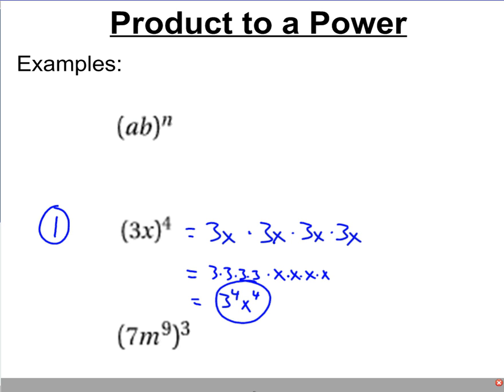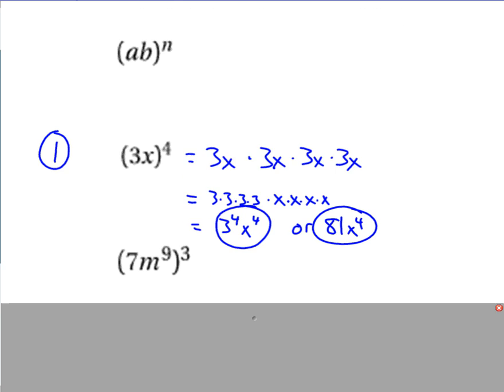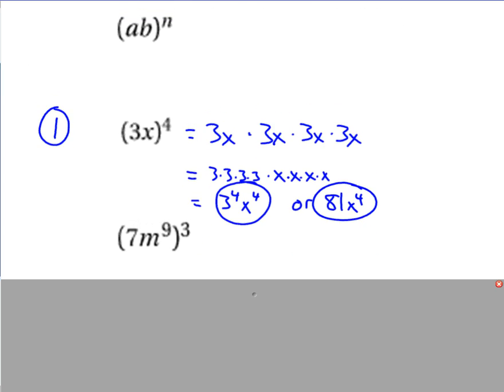And that would be a simplified, or if you wanted to rewrite 3 to the 4th power, that's 3 times 3 is 9, times 3 is 27, times 3 is 81. So it would be 81x to the 4th power. All right. Again, we're looking for patterns. We're trying to see if there's something that we can do as a shortcut for this. Okay. Shortcut. Thoughts? Think about it. And let's go on to the next one.